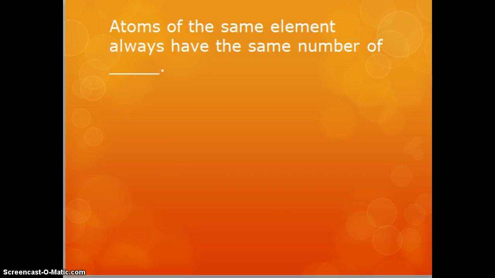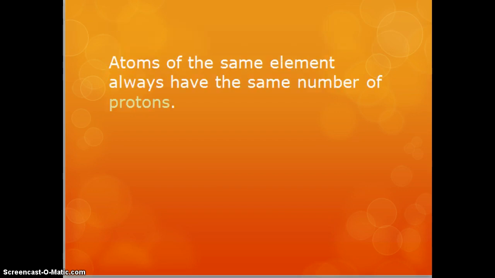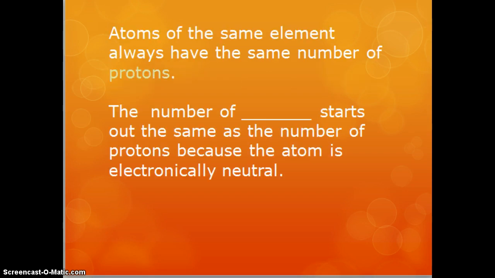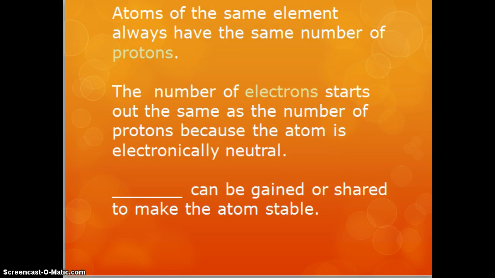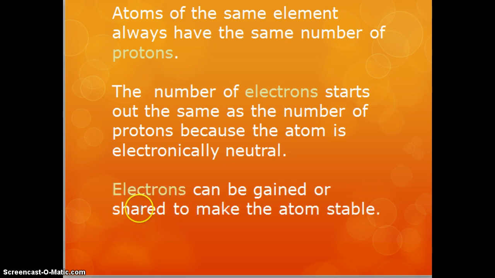Atoms of the same element always have the same number of protons. So a little bit of review in the beginning. The number of electrons starts out the same as the number of protons because the atom is electronically neutral. So when we start, the number of protons equals the number of electrons. And that, again, when the protons equal the electrons, makes our atom electronically neutral. Electrons can be gained or shared to make the atom stable. Electrons again.